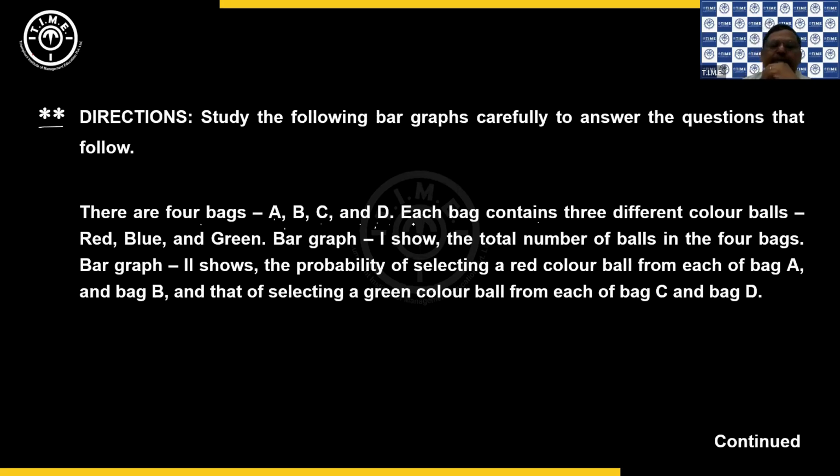Right. There were 4 bags A, B, C, D. Each bag contains 3 different color balls, red, blue, green. Bar graph 1 shows the total number of balls in the 4 bags. Bar graph 2 shows the probability of selecting a red color ball from each of bag A and B, and that of selecting a green color ball from each of bag C and D. So let's take this up, please.